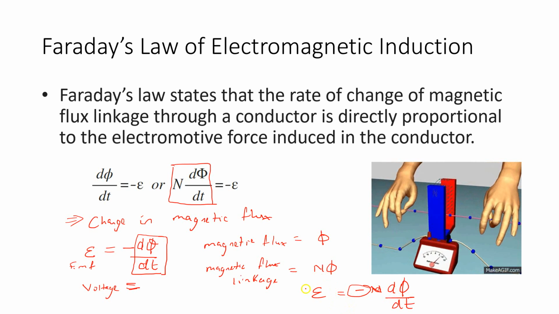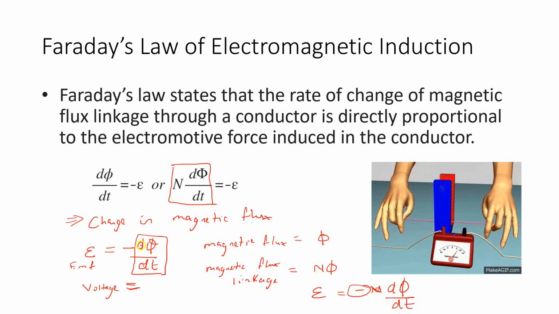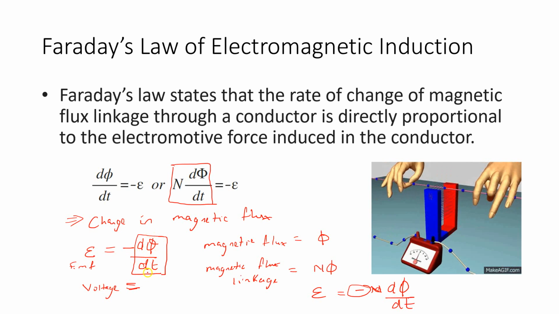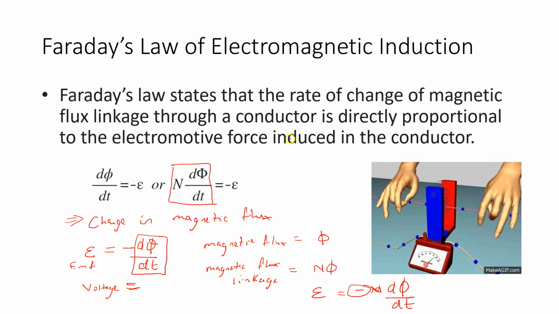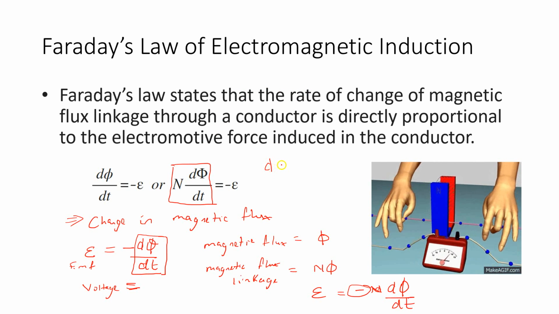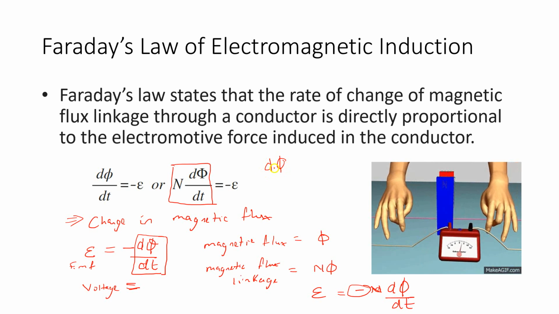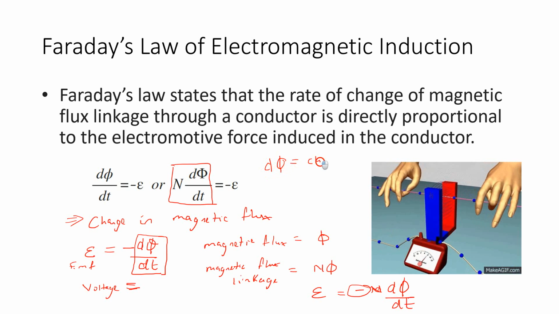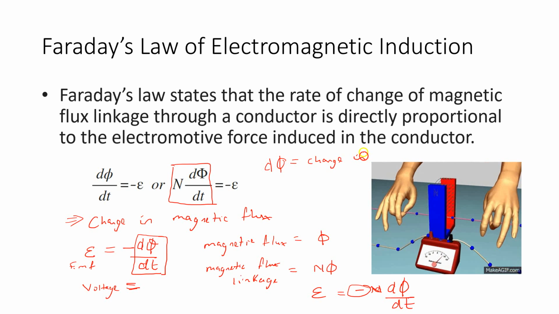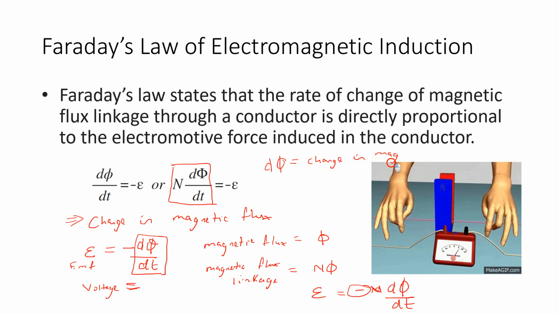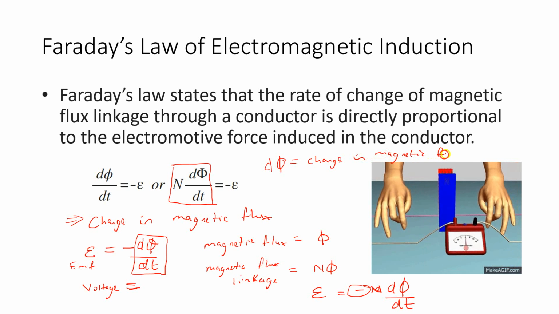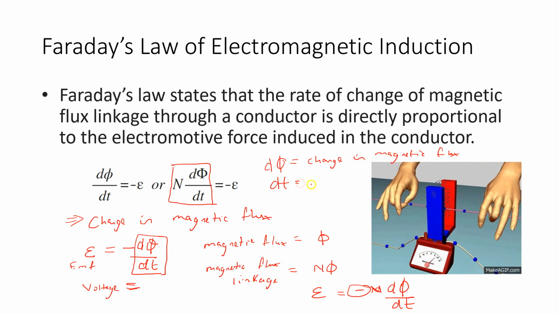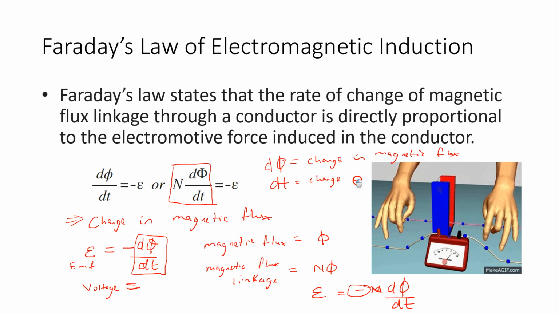Okay, yes. Don't be confused if you're seeing d psi and dt, right? That just really means anytime you see that, if you're seeing the magnetic flux, it means the change in magnetic flux. If you're seeing dt, it just means a change in time.